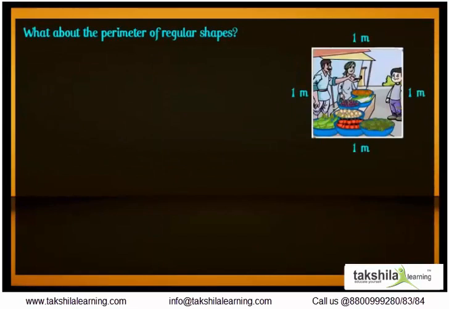What about the perimeter of regular shapes? Let us see. First we will consider a square. Consider this example. Biswamitra wants to put colored tape all around a square picture of side 1 meter as shown. What will be the length of the colored tape he requires? Since Biswamitra wants to put the colored tape all around the square picture, he needs to find the perimeter of the picture frame.